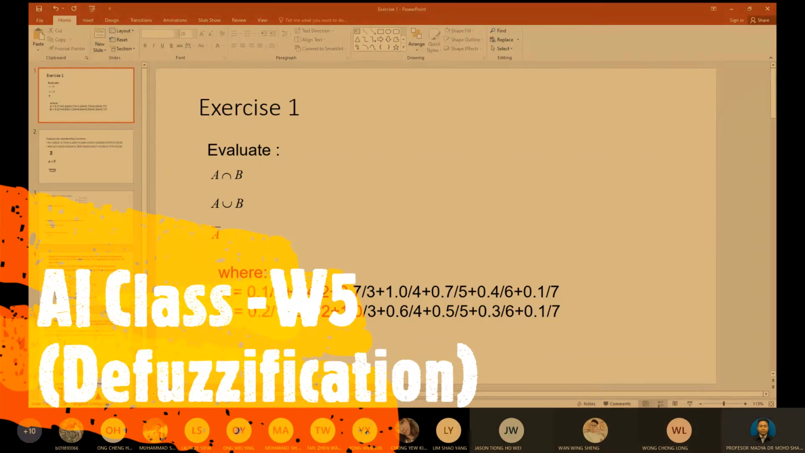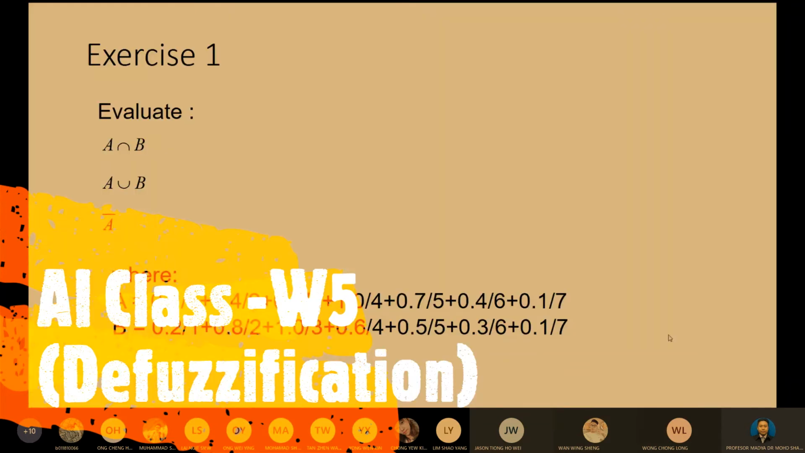Some examples are given to the groups. Can you see the slide, exercise 1? All right, let's try this one to refresh what we learned last week. In exercise 1, we have the membership: this one is fuzzy set A, and this one is fuzzy set B.